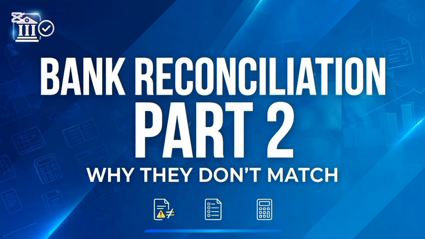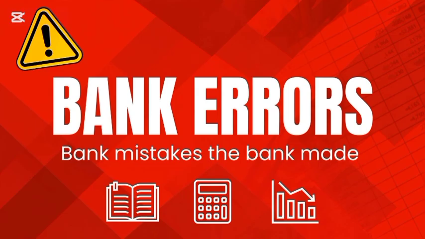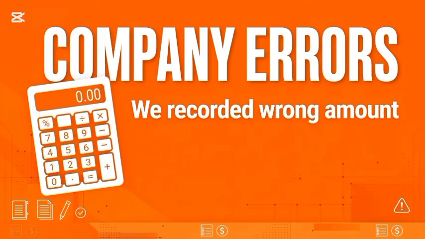Slide 11. Why they don't match. Important: your cash book and bank statement will never be the same on the same day. Why? Because of timing differences. Slide 12. Reason 1. Unpresented checks. You have issued a check and recorded it, but the supplier has not gone to the bank to cash it. Reason 2. Uncredited deposits. You have banked money and recorded it, but the bank has not cleared it yet.